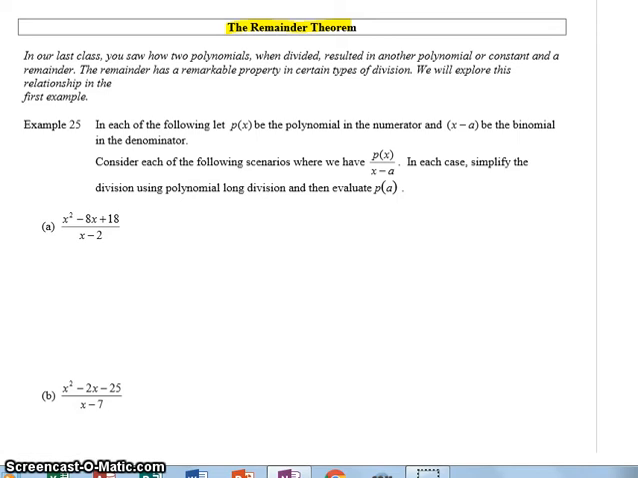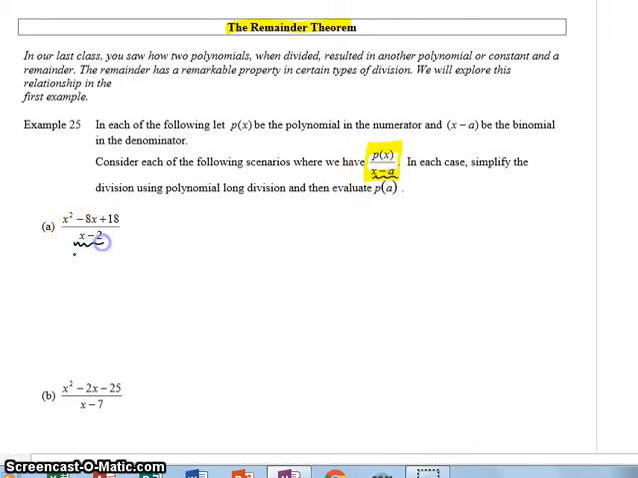All right, in each of the following, let p of x be the polynomial in the numerator, and x minus a be the binomial in the denominator. So you're going to notice that it has the form p of x over x minus a, numerator over denominator. In each case, simplify the division using polynomial long division and then evaluate p of a.